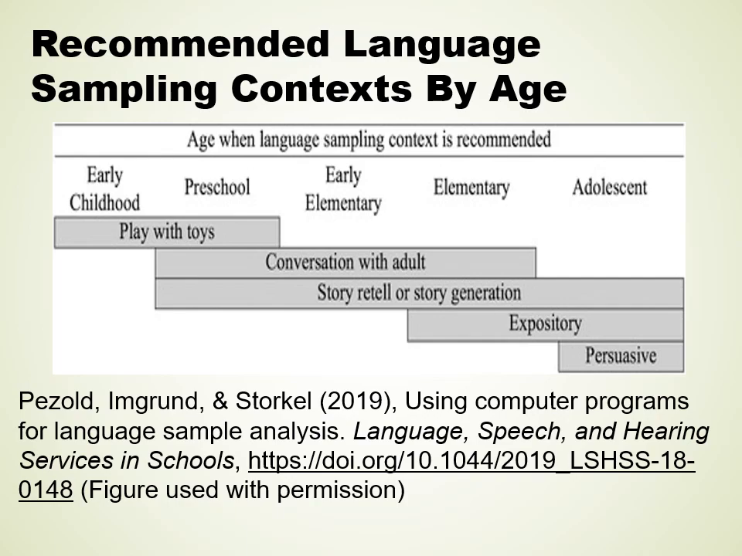Once a student enters preschool, you want to collect more than one sample. So you want to have samples that include conversation samples with an adult and then a narrative sample that can either be a story retell or story generation. Usually in the preschool years, story retell is recommended. As students advance through early elementary and elementary school, you want to add an additional discourse, and that's expository discourse. And then finally, during the adolescent years, you want to also add a persuasive discourse sample.